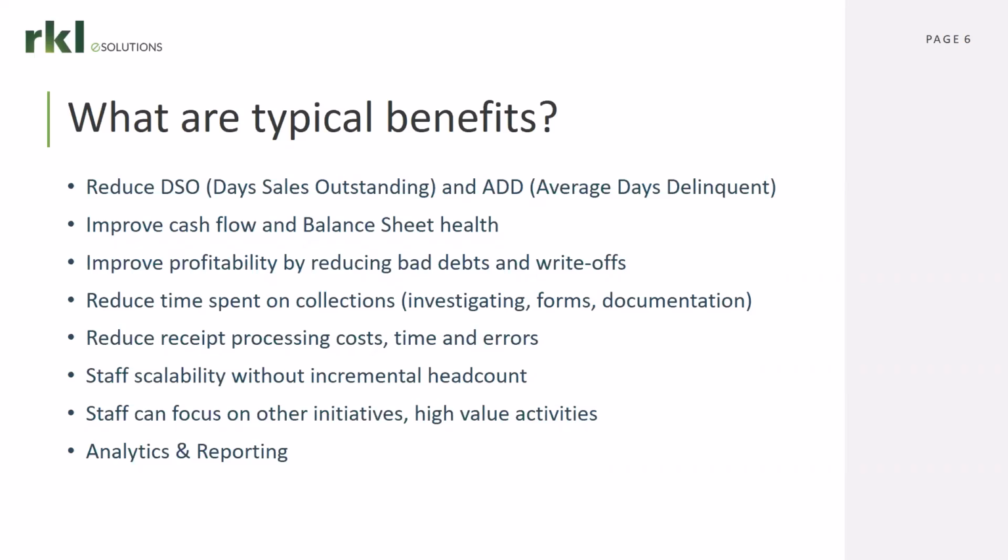Both of these are important metrics, and there are others, but both of these are important metrics because improving or reducing days sales outstanding and reducing or improving average days delinquent can have a significant impact on your cash flow and your balance sheet. Think about converting those assets to cash and what that means for your organization. It might improve profitability by reducing the bad debt expenses and the write-offs that you incur by not being able to collect those delinquent accounts.